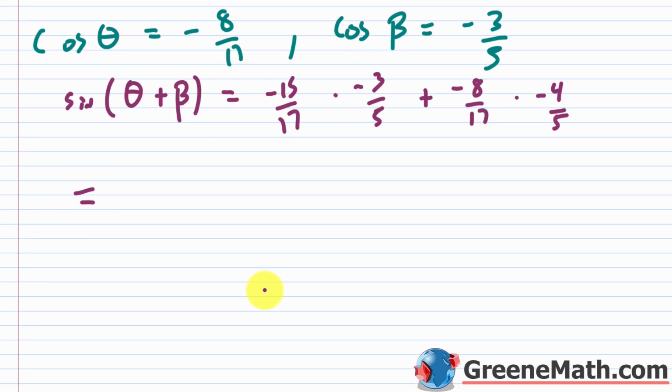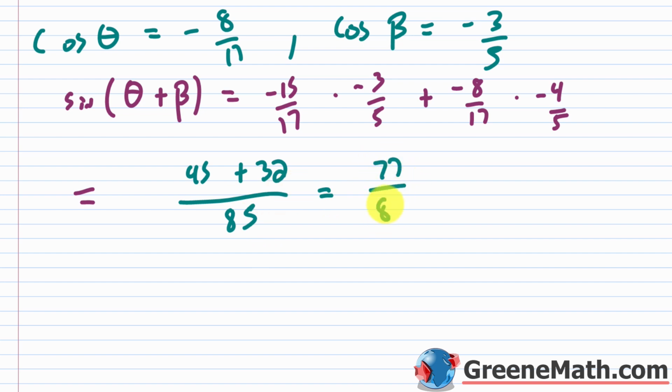So let's just crank this out. Again, because I have 17 times 5 here and 17 times 5 here, I'm not going to cancel anything. Just going to go through and do the multiplication. So negative 15 times negative 3 is 45. And then let's just write this with the common denominator now. Negative 8 times negative 4 is 32. So plus 32 over the common denominator of 17 times 5, which is 85. So 45 plus 32, that's going to be 77, and this is over 85. So that's my sine of theta plus beta.